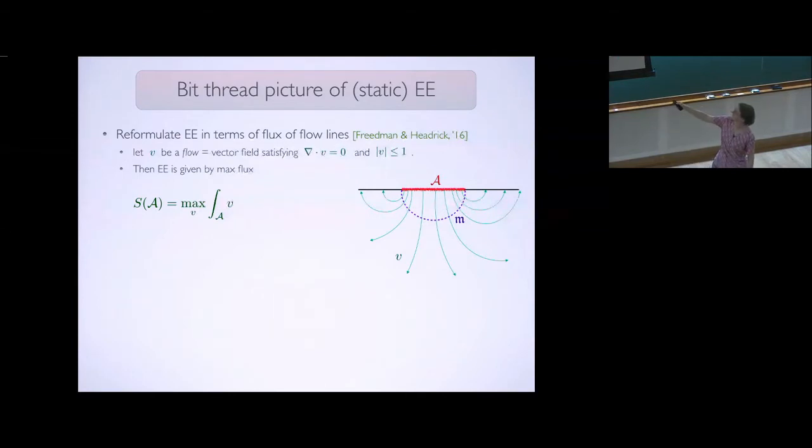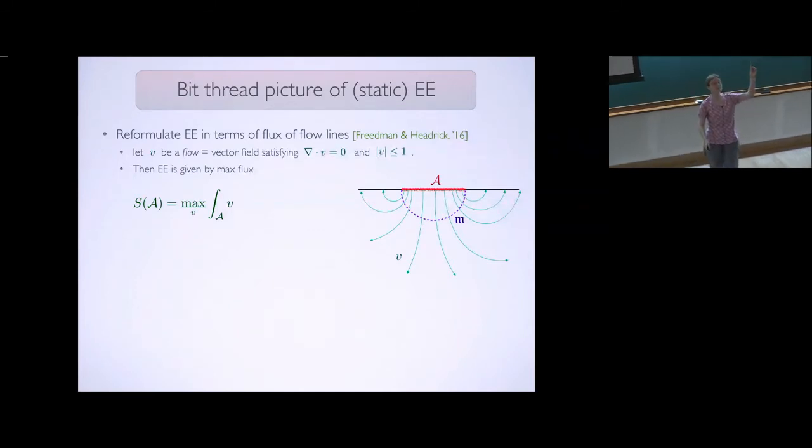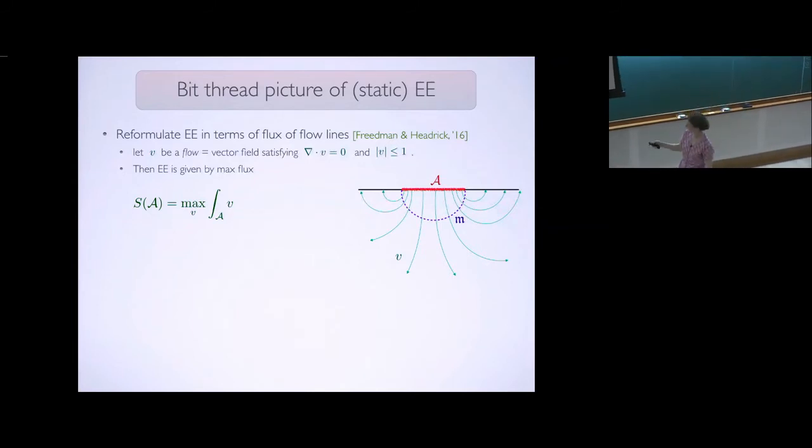Okay, so pictorially, this is our region, this is the boundary, this is some region A on the boundary, this is the bulk, and the vector field has these integral curves. And the entanglement entropy is calculated by the flux of this vector field V over the region A when you have maximized the flux, when you have fitted as many of these threads as you can subject to this bounded norm condition. Okay, so you can think of this as the threads not ending anywhere in the bulk, and this is them having some finite thickness, a quarter of the Planck area type thickness.